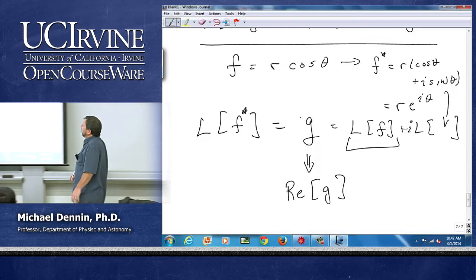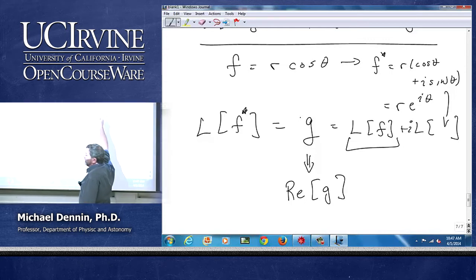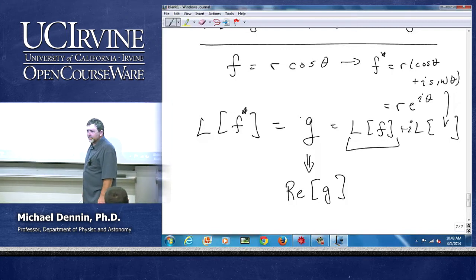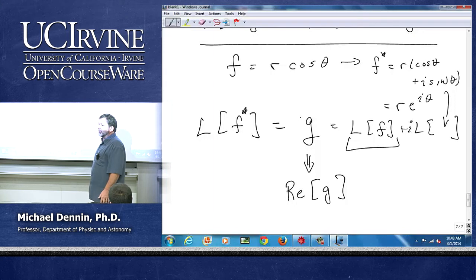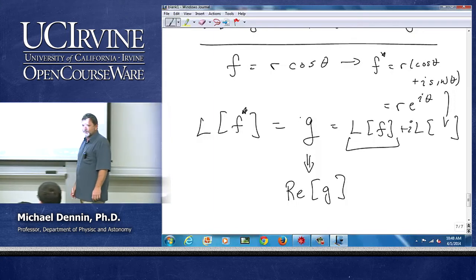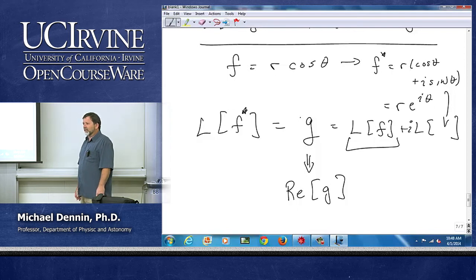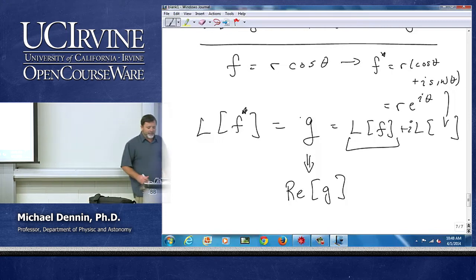And why is this powerful? It's powerful because most of the things we do are easier to do to e to the i theta than they are to do to cosine theta. Right? Cosine theta, what's its derivative? Negative sine theta. What's the derivative of e to the i theta? Derivative of e to the ix is? Yeah, i e to the ix. Okay? So it's easy. Much easier derivative.